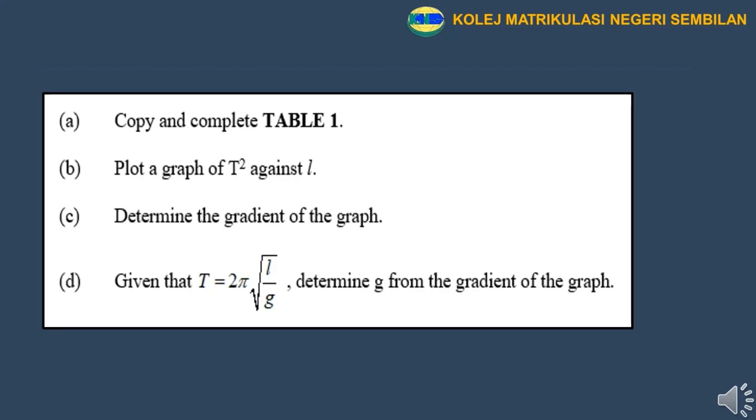Instructions. First, copy and complete table 1. Second, after completing the table, you need to plot a graph of T square against L. Third, determine the gradient of the graph. Finally, by using the given formula T equals 2 pi square root L over g, determine g from the gradient of the graph.